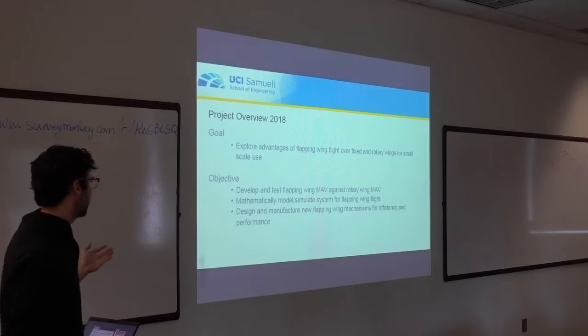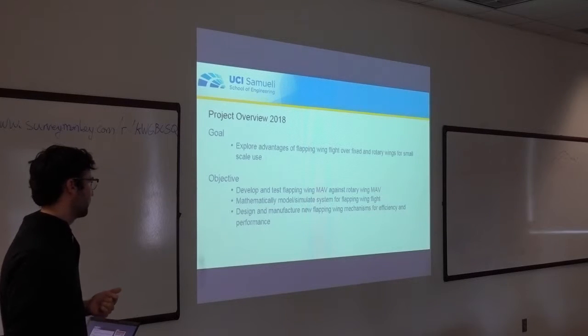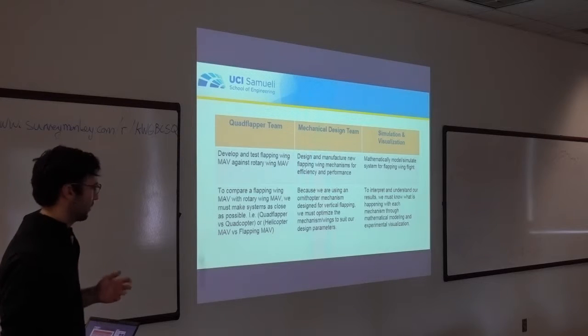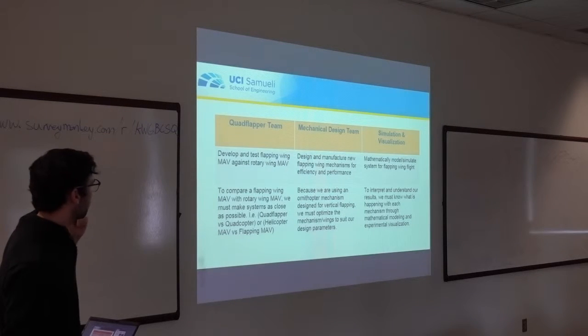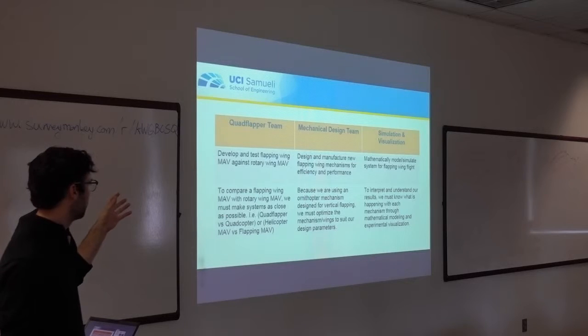So the project overview for 2018 is to explore the advantages of flapping wing flight over fixed and rotary wings for small scale use. The objective of our group is to develop and test the flapping wing micro air vehicle against rotary wing micro air vehicles. We want to mathematically model and simulate the system for flapping wing flight and design and manufacture new flapping wing mechanisms for efficiency and performance. So the breakdown of our team, we have the quad flapper team, the mechanical design team, and the simulation and visualization team. So each of those teams correspond to our goals for our project.